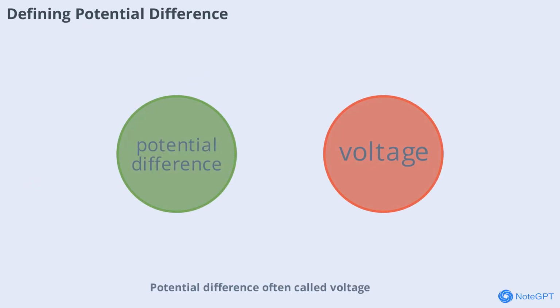Potential difference, often called voltage, is the work needed to move a unit charge from one point to another in an electric field. It's measured in volts. For example, a battery creates a potential difference between its terminals, causing charges to flow when connected in a circuit. This flow of charges is what powers our electronic devices. Understanding potential difference is crucial for analyzing circuits and predicting how energy is transferred in an electrical system. It's the driving force behind current and the foundation of electrical engineering.